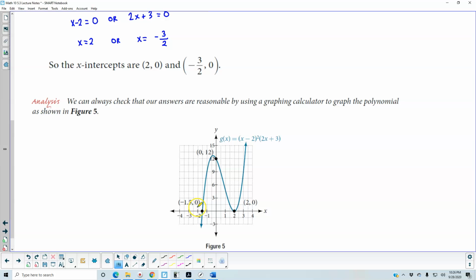So you can see here that we have our x-intercepts at negative 1.5, 0, which is the negative 3 over 2, 0. We have 2, 0, and we have 0, 12. So if we graph this on Desmos or a graphing calculator, then we're able to locate where the x and y intercepts are located on the graph.